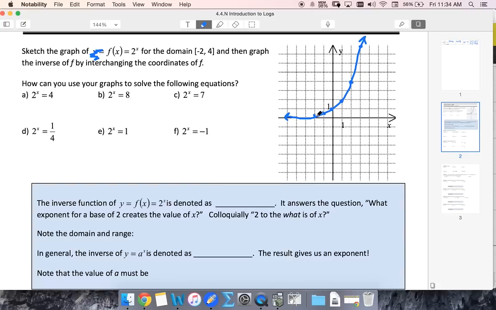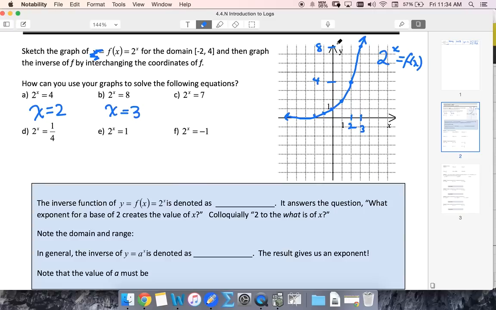All right, so here's my 2 to the x graph. And I could say y equals or f of x equals. So using this graph, I want to know when the graph is equal to 4. So my graph is equal to 4 when x is equal to 2. When is the graph equal to 8? The graph has a value of 8 when x is 3.